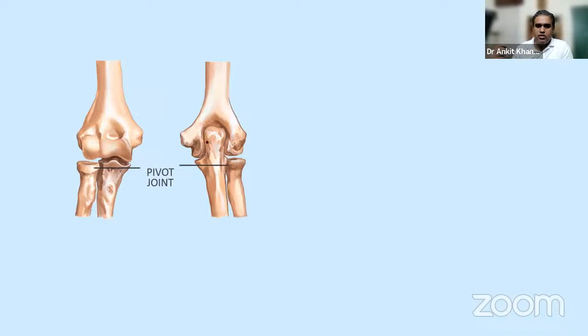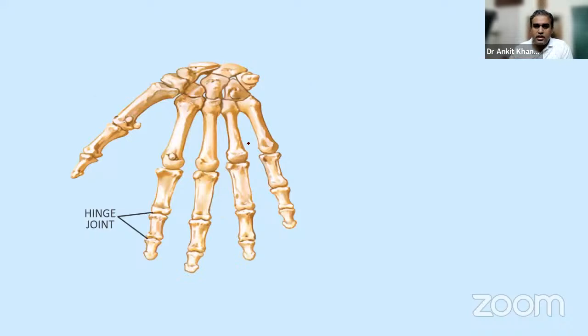Again pivot joint. It is between the head of the radius over here, or you can say the radioulnar joint. It is not the elbow joint which is pivot. Elbow is a hinge joint. This radioulnar joint is a pivot joint, where you can do supination and pronation movement. This rotation movement is only at one axis. Hinge joint again between your fingers. Between the fingers, only this movement is possible. So it is uniaxial.